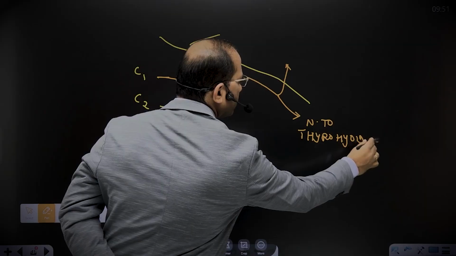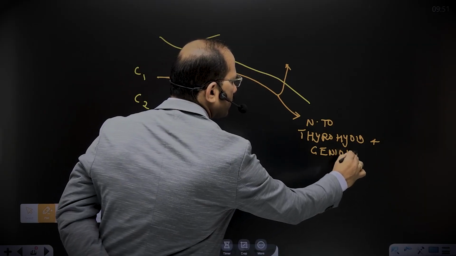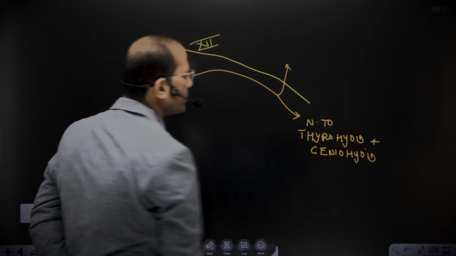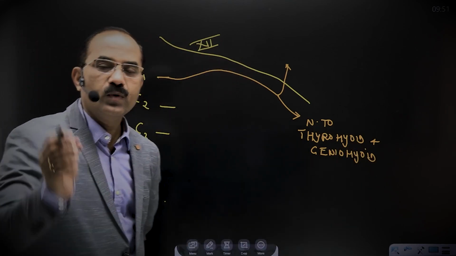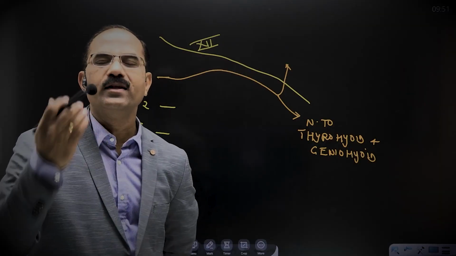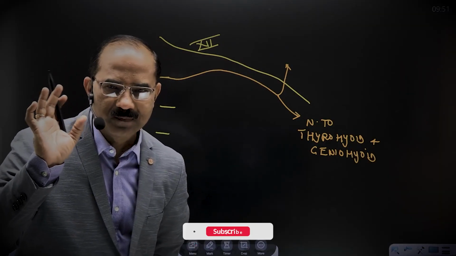Thyrohyoid and geniohyoid. So nerve to thyrohyoid and geniohyoid. If you get an MCQ, who supplies the thyrohyoid and geniohyoid, your answer is going to be C1.